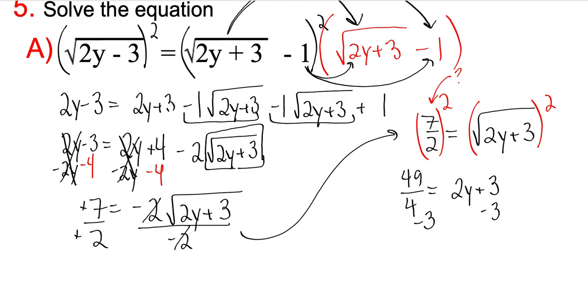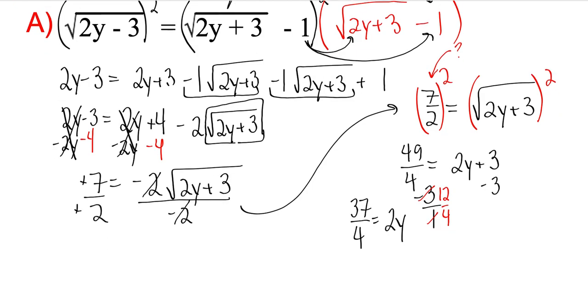So subtraction of fractions, I must have common denominators. So this is like a 3 over 1. And I need a 4 on the bottom. So this would change this to a 12 over 4. So we're doing 49 minus 12. That gets me to a 37. So we have 37 over 4 equals 2y.